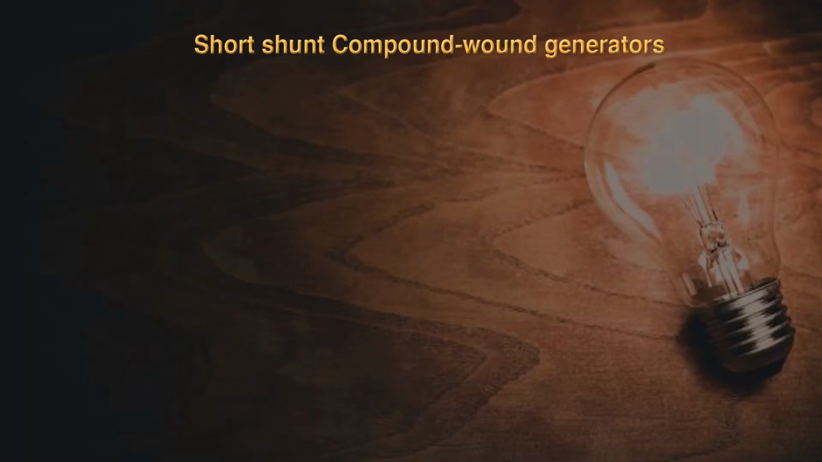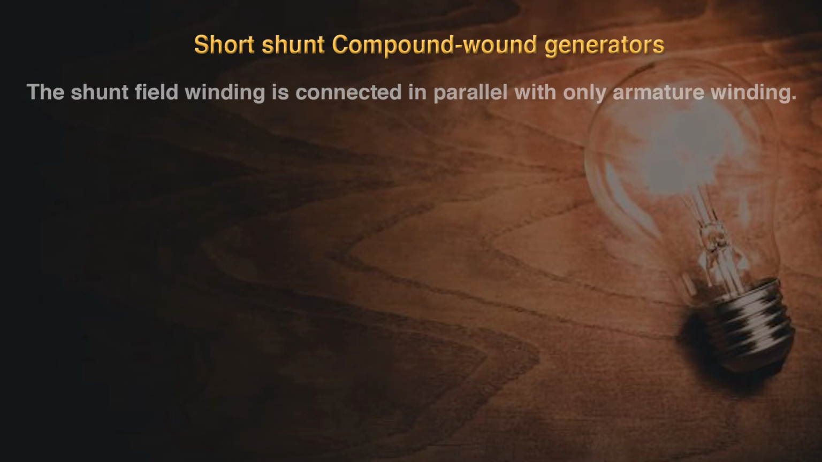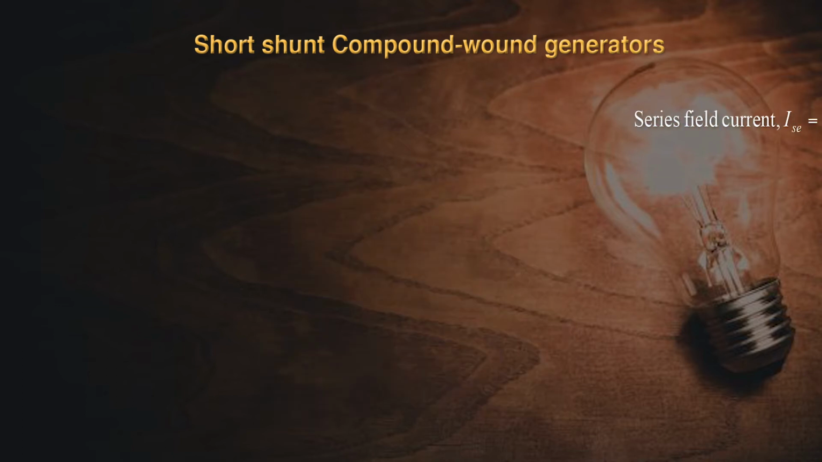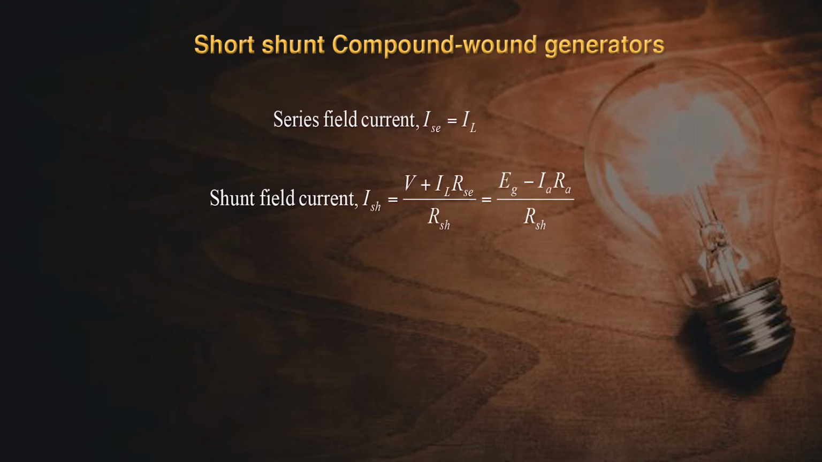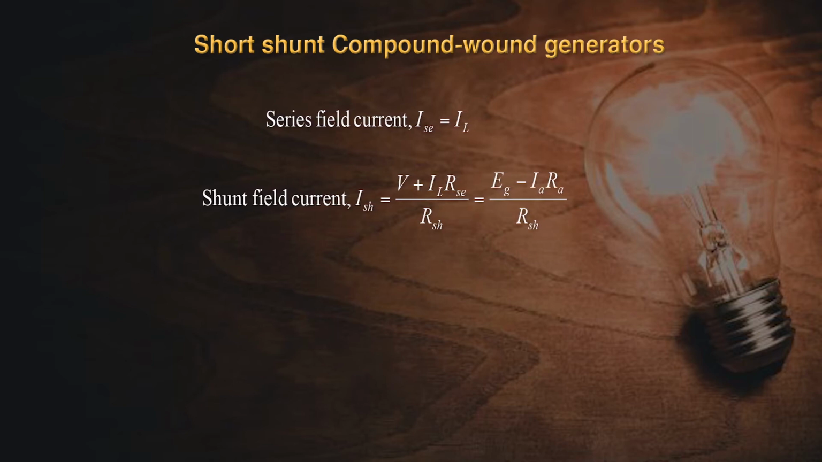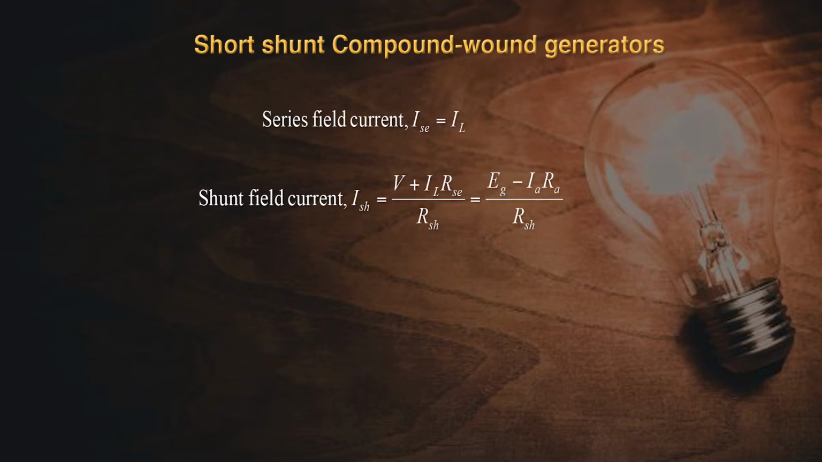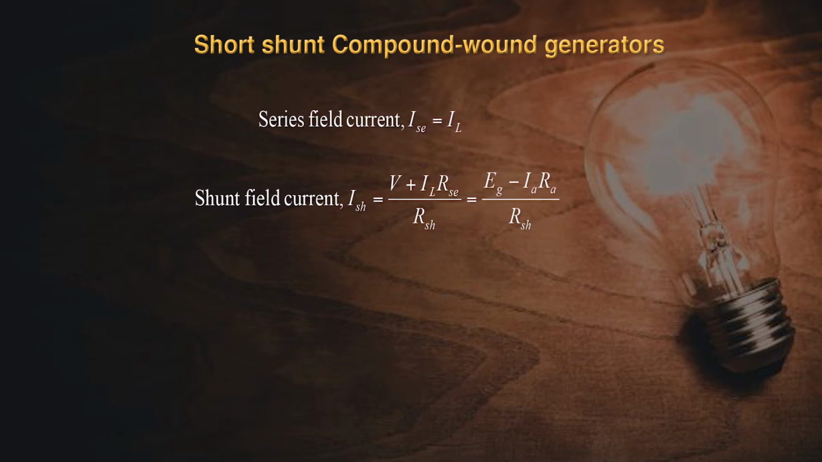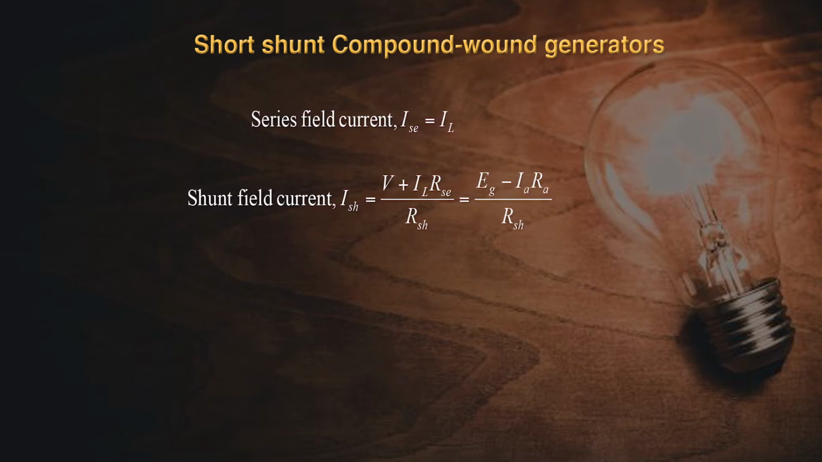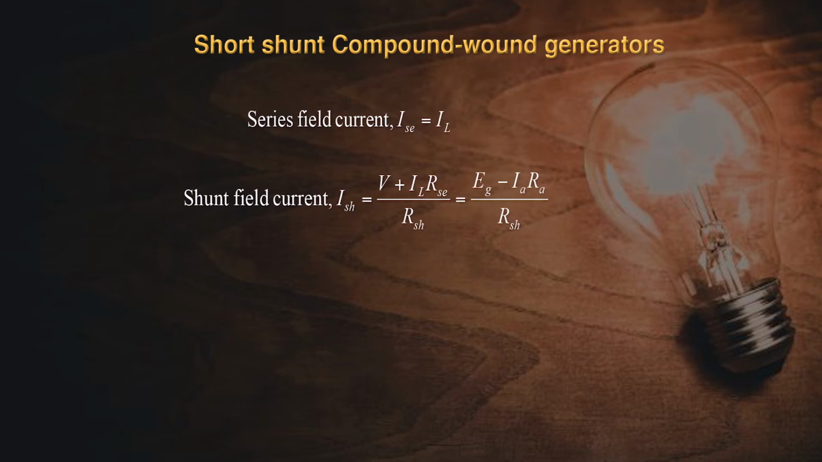Now we are going to discuss the short shunt compound generator. In this generator, the shunt field winding is connected in parallel with only the armature winding, as you can see in the figure. So here you can notice that the series field current ISE is equal to what? That is the load current IL. So if you want to calculate the shunt field current ISH, it can be written as ISH is equal to terminal voltage V plus IL into RSE upon RSH. This can also be written as ISH is equal to Eg minus IA RA upon RSH.